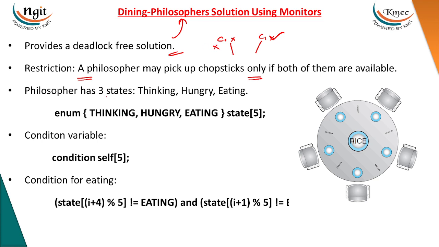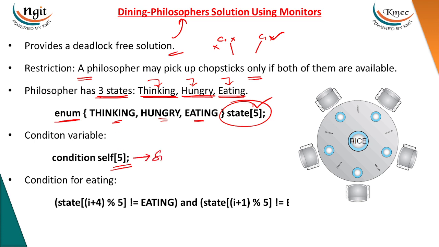Next, we have already said that a philosopher has three states: thinking, hungry, eating. So he will think, and whenever he gets hungry, he tries to eat the food, rice. So I'm taking a construct enum: thinking, hungry, eating, and every philosopher has three states. There are five philosophers, so I'm taking this. Next we need to write a condition variable called self, because this condition variable is used to suspend the process when the chopsticks are not available.